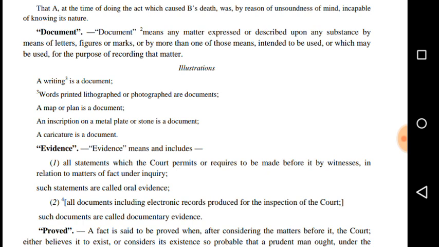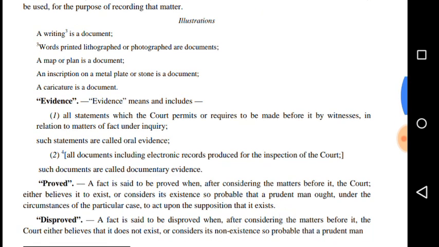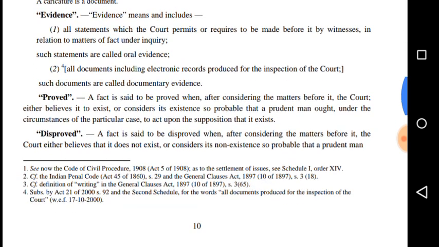Recording. Okay. Illustrations. A writing is a document. Words printed, lithographed, or photographed are documents. A map or plan is a document. An inscription on a metal plate or stone is a document. A caricature is a document. These are documents, illustrations. Then comes the definition: evidence.